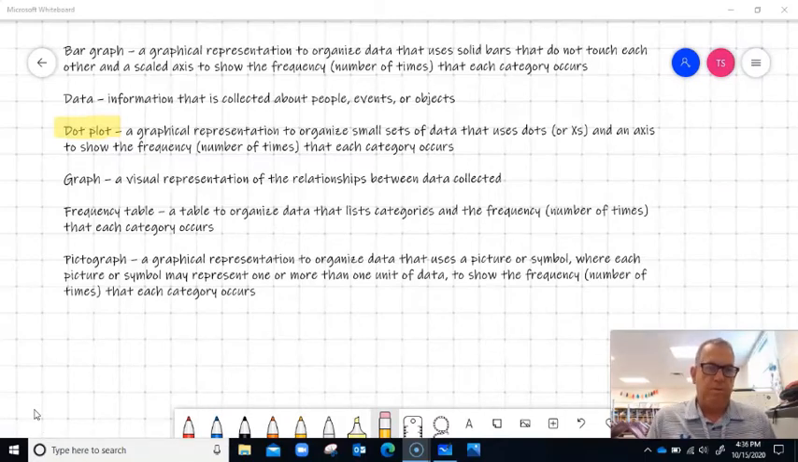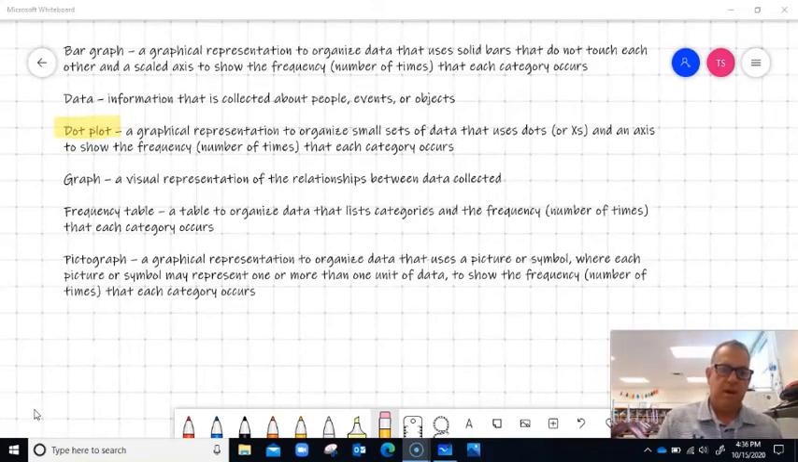Next thing, data. We worked with data last year also, and that's information that is collected about people, events, or objects. And you see dot plot there. I highlighted dot plot because that's going to be something new that we do this year. And it's a graphic representation to organize small sets of data that uses dots or X's and an axis to show the frequency, number of times that each category occurs. So it looks very similar, or works very similar to a bar graph. Usually we use it with smaller amounts of information than we do bar graphs sometimes, but it works just the same.